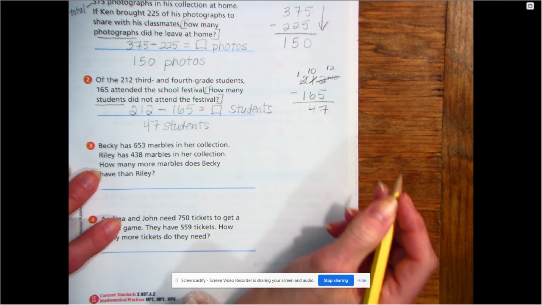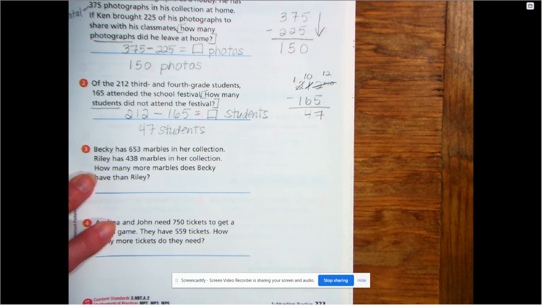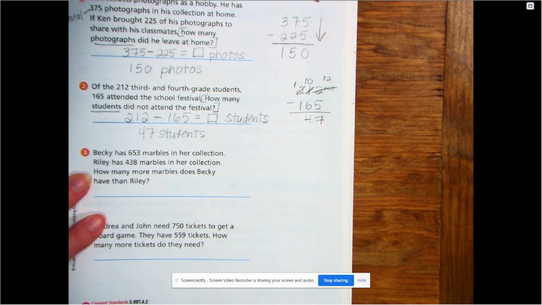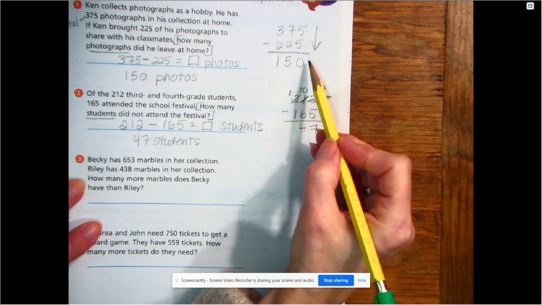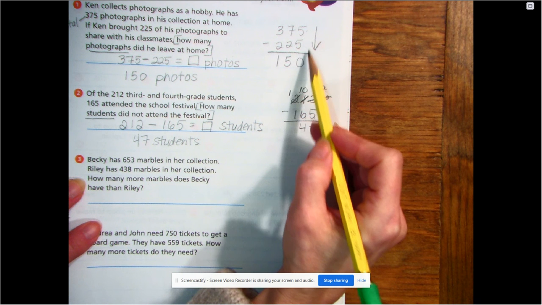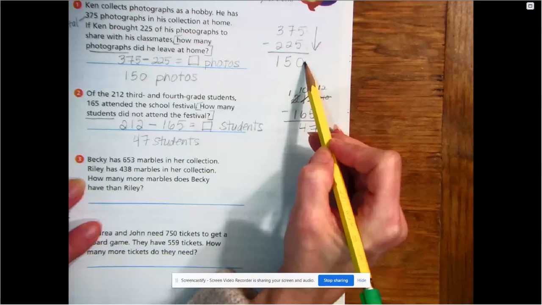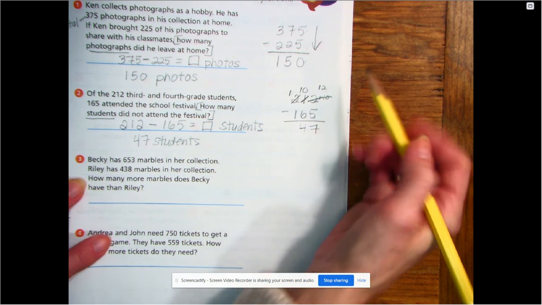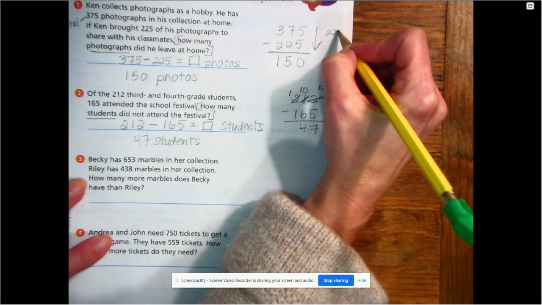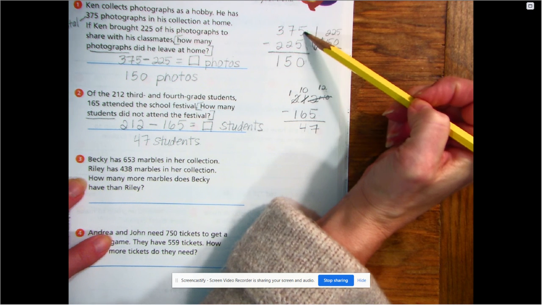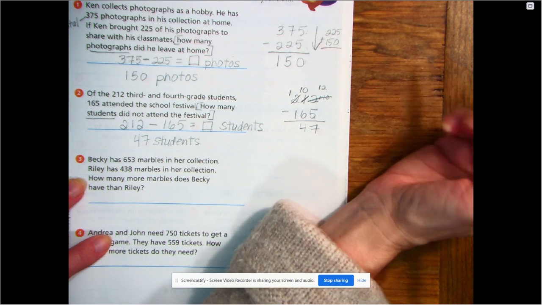Okay. Now, do you remember at the very top, it said to subtract and check. So we've talked about how we can check to make sure our answers are correct. So at the top, for this first problem, I'm just going to take my 2 addends right here, and I'm going to add them together. So let's add 225 and 150 to see if we actually get the total that we started with.